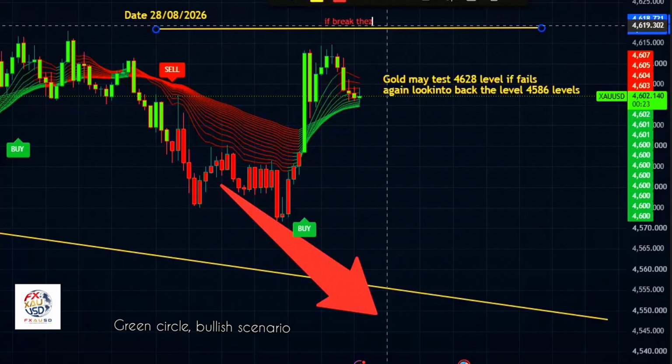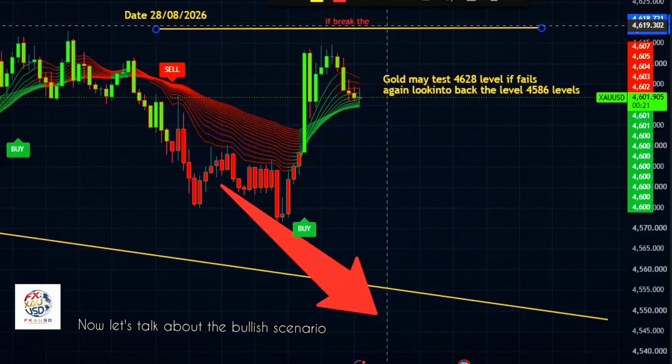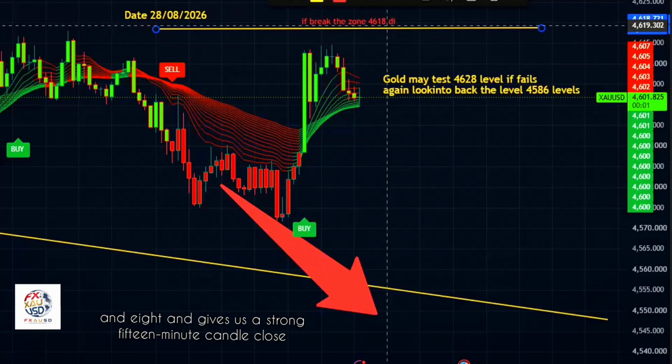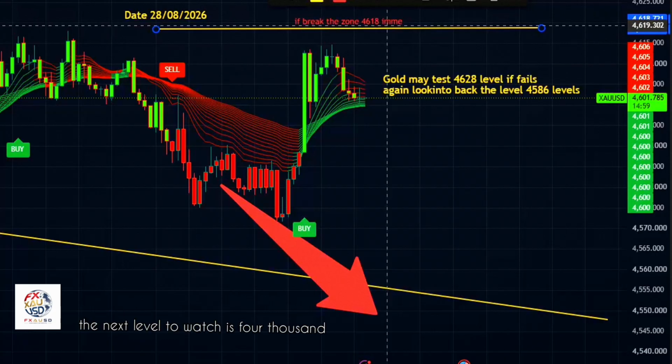Bullish scenario. Now let's talk about the bullish scenario. The first level I'm watching is 4,600 to 4,602. If buyers defend this area and we see bullish candles forming above 4,600, that could indicate that buyers are still active. In that situation, the first important resistance is 4,608. If gold breaks above 4,608 and gives us a strong 15-minute candle close, the next level to watch is 4,618.